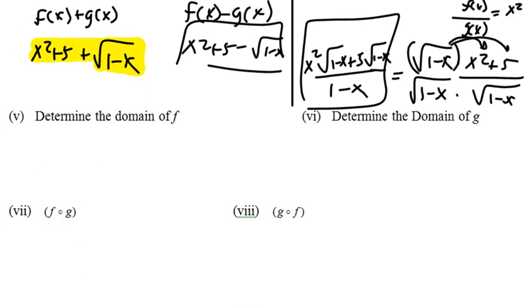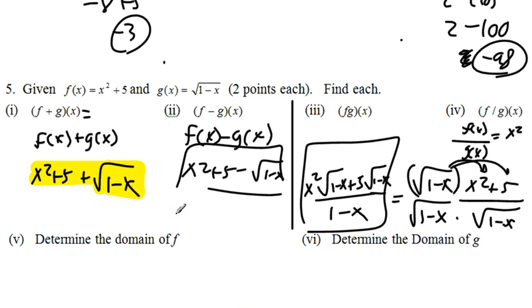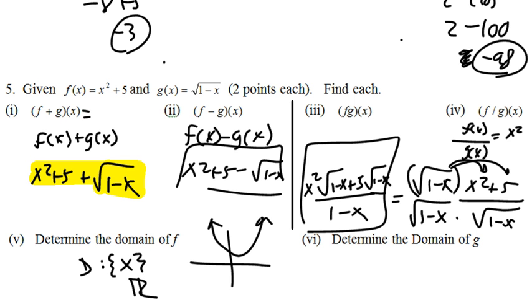Find the domain of f. If you find the domain of f right here and graph it, it would look like this. And that means all real numbers. I mean, it goes forever to the left and forever to the right. So my domain, I'm going to say it's the set of all x numbers. It's all of them. So really, we could just say all real numbers.